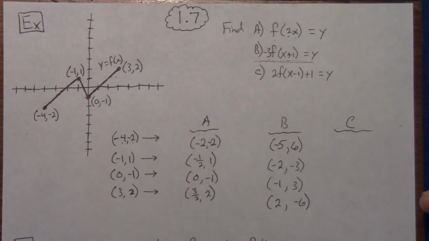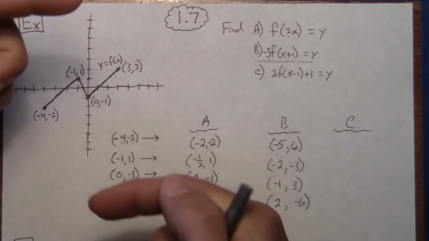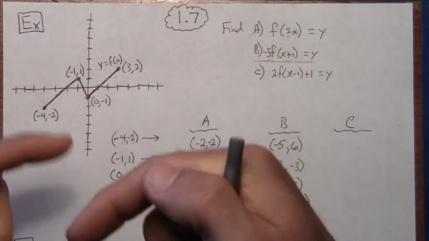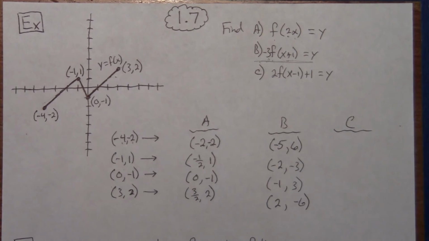And again, just refreshing you with the rules, the negative 3 is going to stretch it vertically, and the fact that it's negative means it's going to reflect it over the x-axis, and the x plus 1 is going to move it to the left.